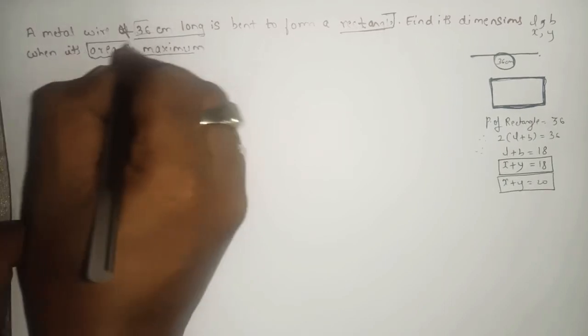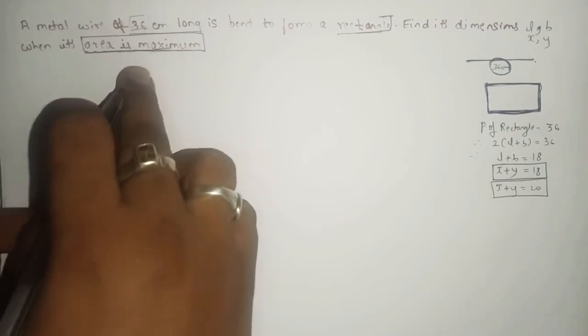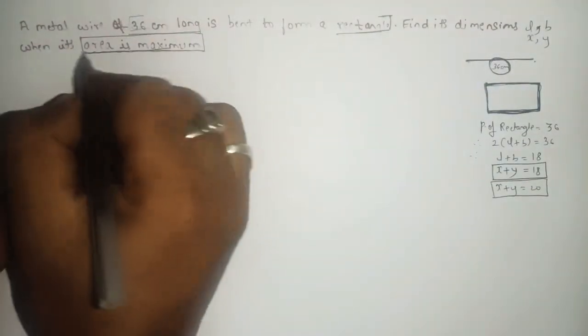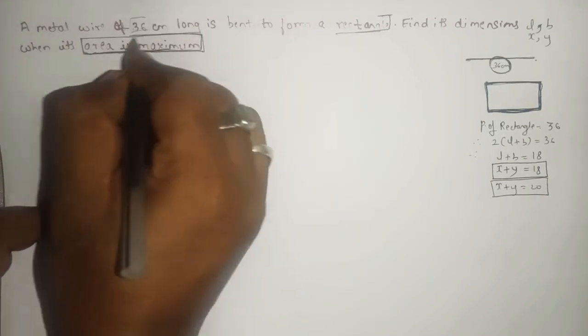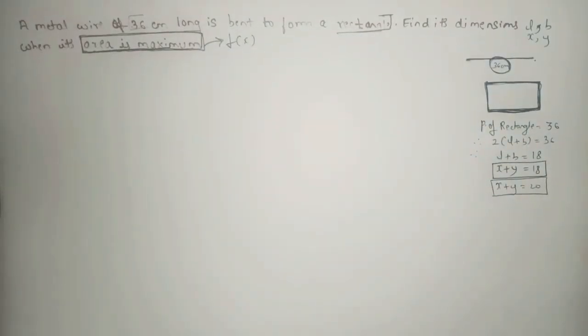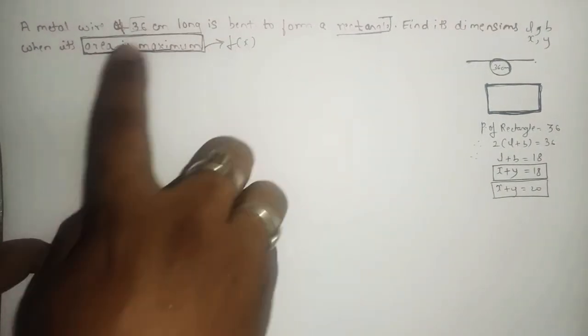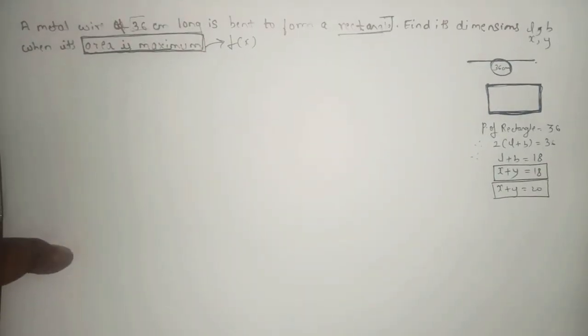area is maximum, so this is the hint. In the previous sum also we took that part, the product is maximum. So whenever it says that the product is maximum, the area is maximum, anything is maximum or minimum, that whole statement we will take as f of x. Remember this. In the previous sum it was the product is maximum, so here it is area is maximum. So here we'll take f of x as area is maximum. So let's begin with the sum.